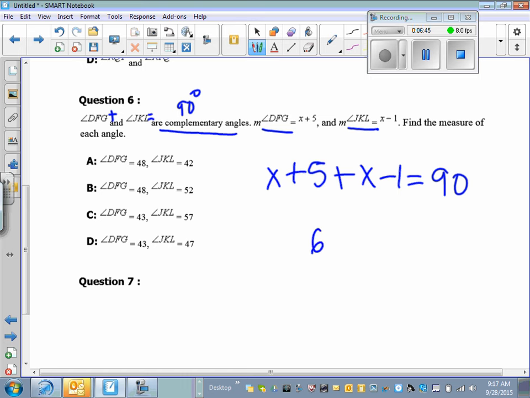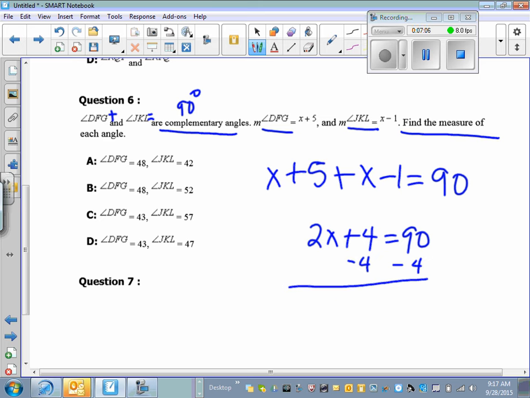So you have 2x plus 4 equals 90. Of course, minus 4 from both sides, and you just go ahead and solve it. And the question is, find the measure of each angle. So don't just solve it for x. I think when you do that, you get 2x equals 86, and x gives you 43. So don't pick one of the two. That's not true. X is 43, but not DFG. DFG is 43 plus 5. JKL is 43 minus 1. So make sure you're plugging it into the equation.